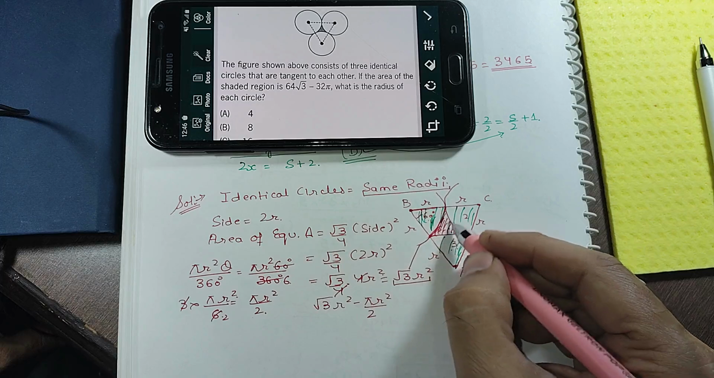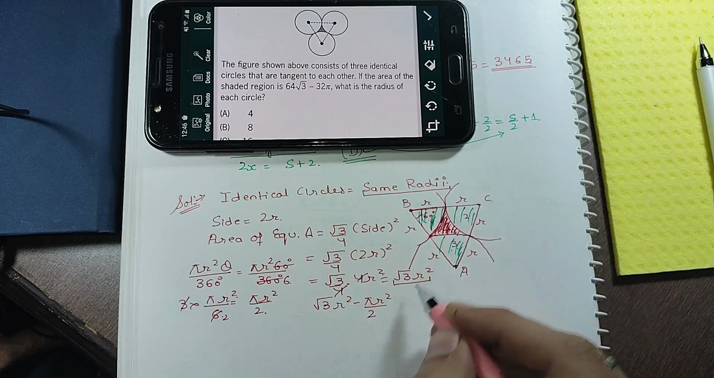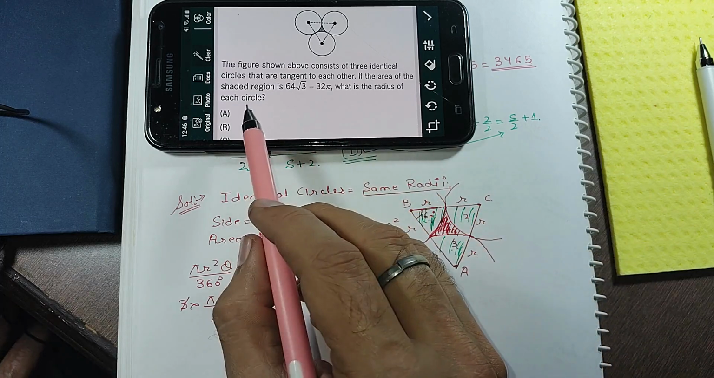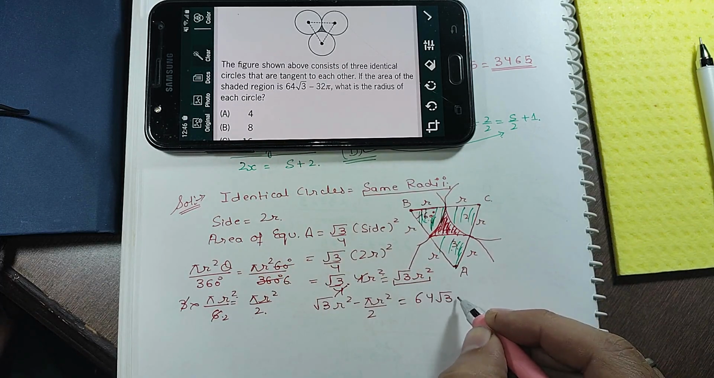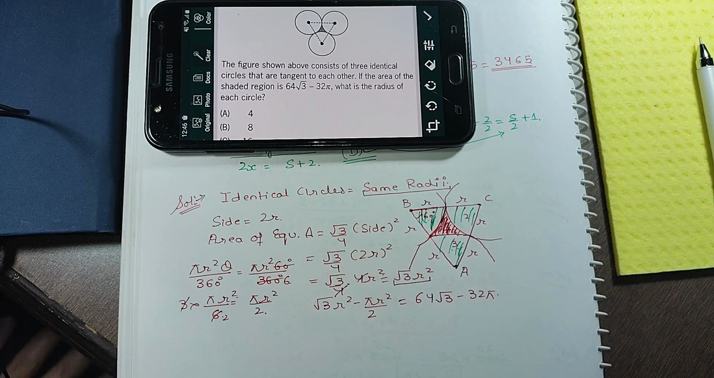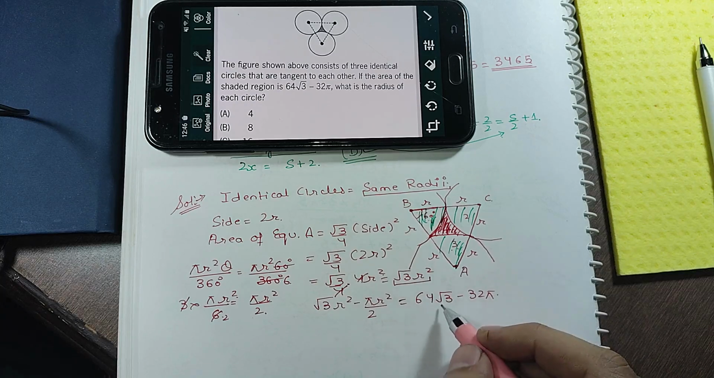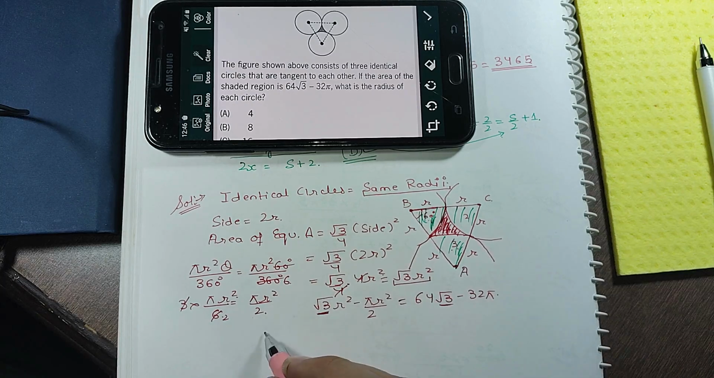So this will give the region of this region, right? We have been given that the area of the shaded region is 64 root 3 minus 32 pi. Now if we compare this, here root 3 and root 3, so that means r square is equal to 64, or r is equal to 8, right?